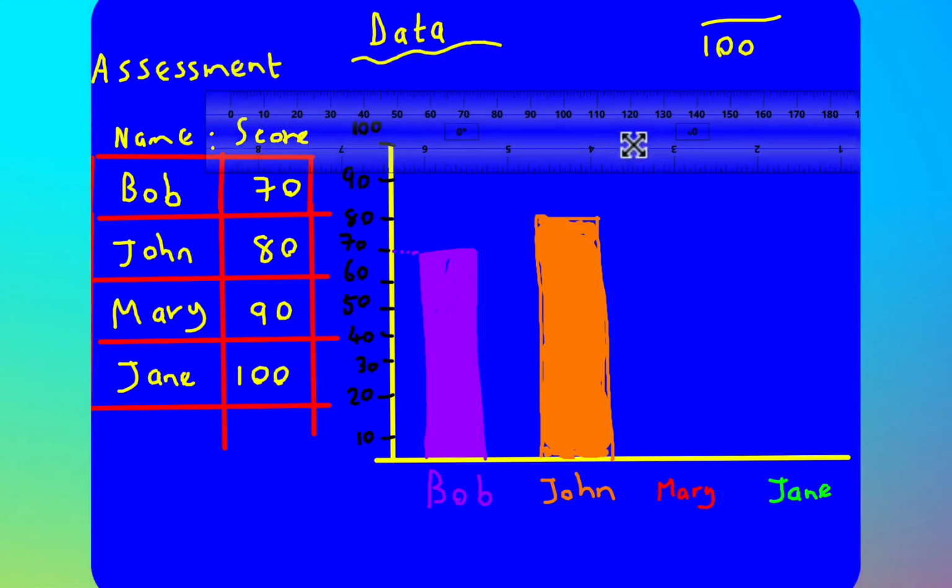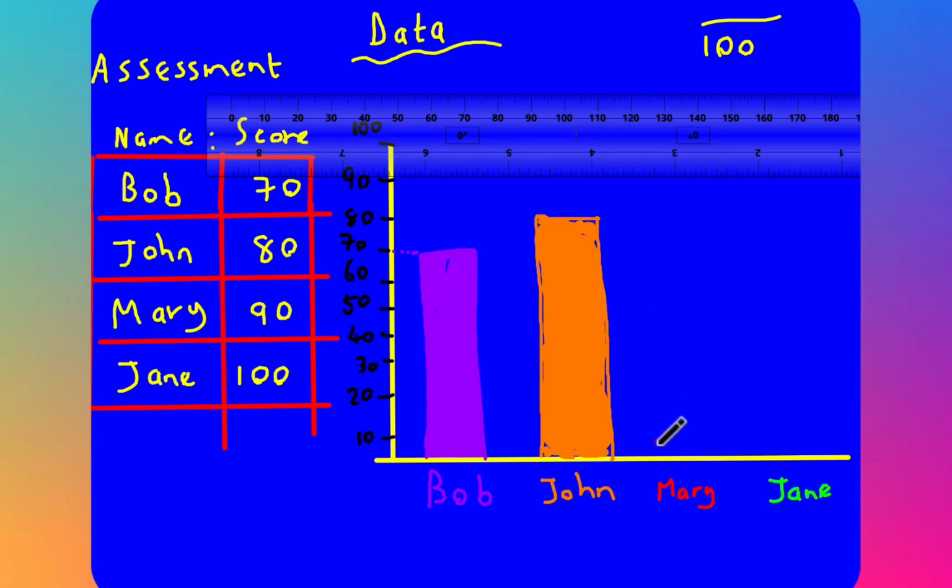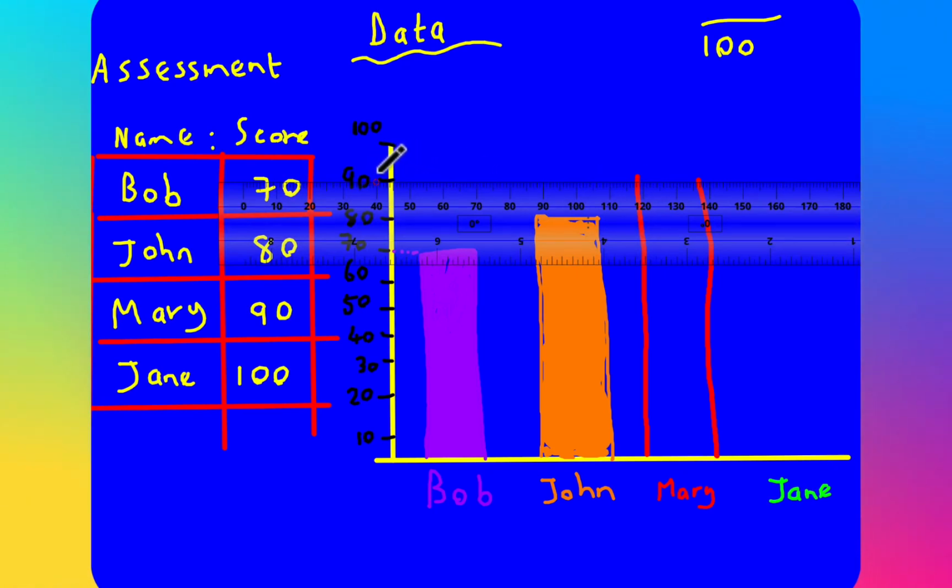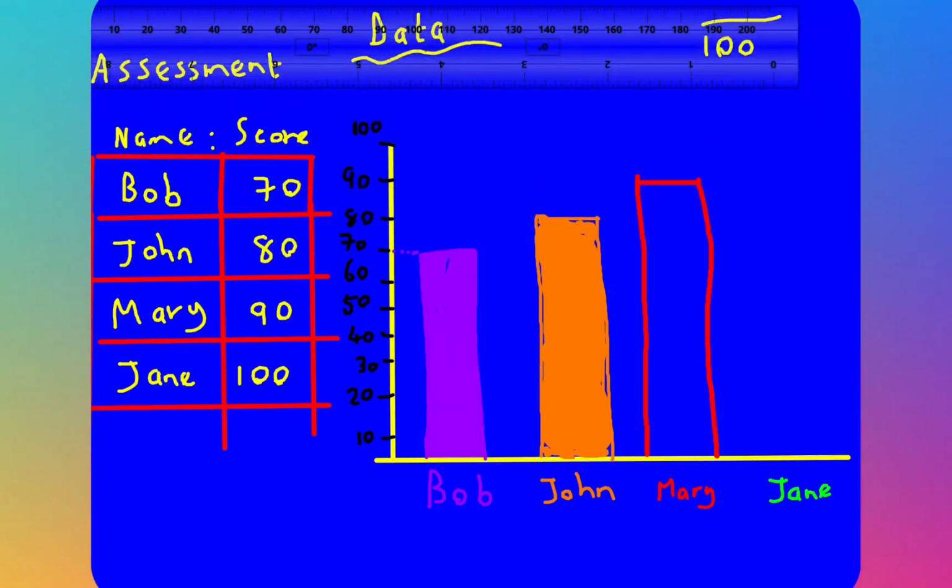Everyone did very well. I'm going to line up my ruler and I'm going to draw a red line till I reach my ruler. And I'm going to do the same on this side. I will then line up my ruler perfectly with 90. I'm going to draw a straight line and now I'm going to colour in. As you can see, Mary has 90 out of 100. And this is represented very nicely on our bar graph.